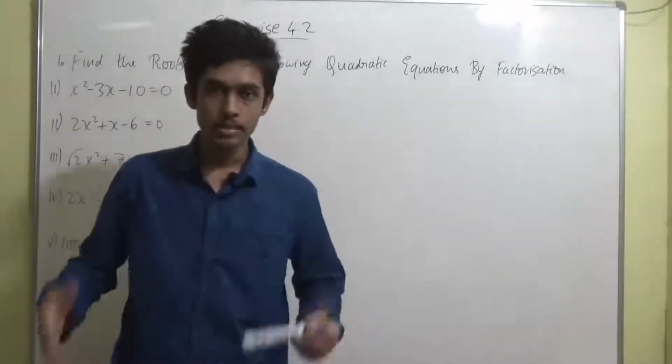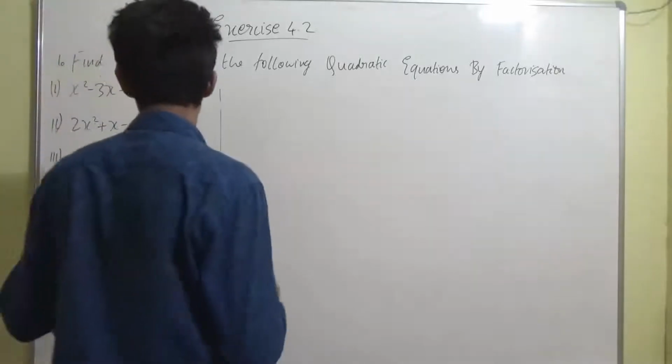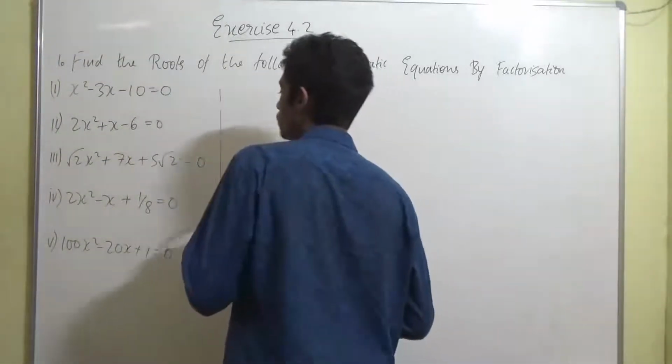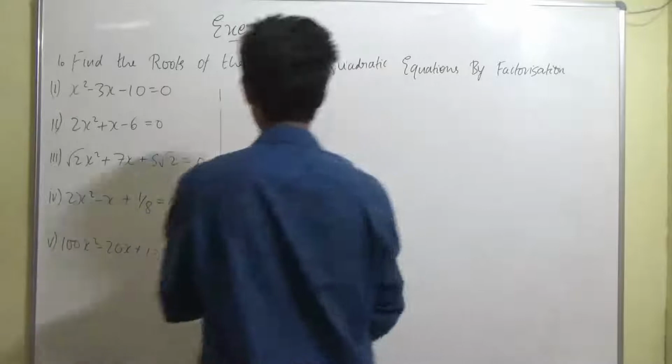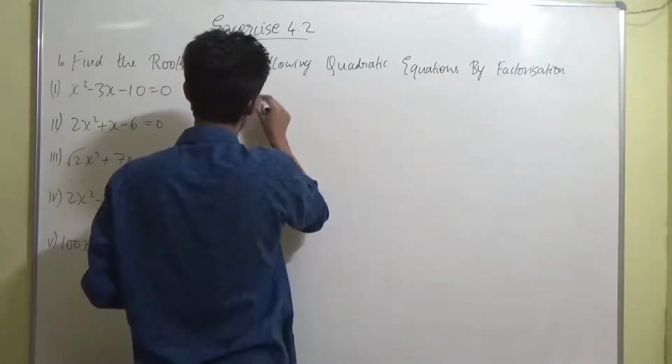Okay guys, now let's go to the third sub question. The third question is root 2 x square plus 7x plus 5 root 2 equal to 0. Okay, I'll write it down here once.